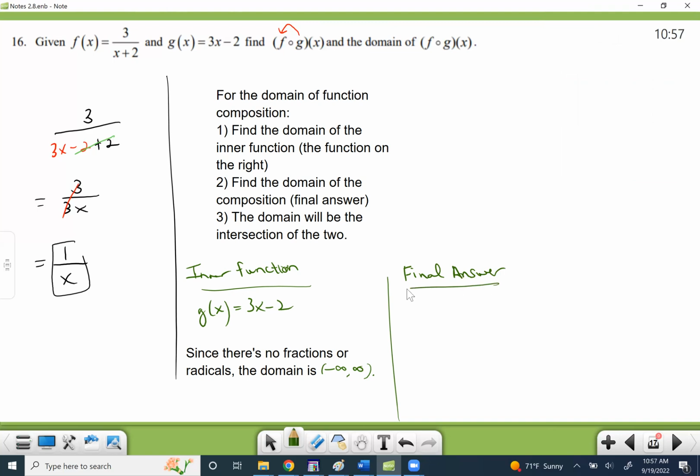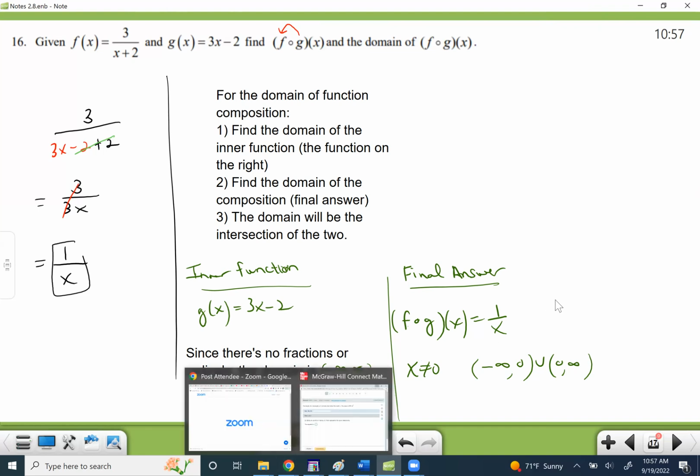And that's 1 over x, right? So f compose g of x, we found out it was 1 over x. The domain of this is that x cannot be 0, right? Because the denominator can never be 0 for a fraction. So that would mean negative infinity all the way to 0, union 0 to infinity, excluding 0.